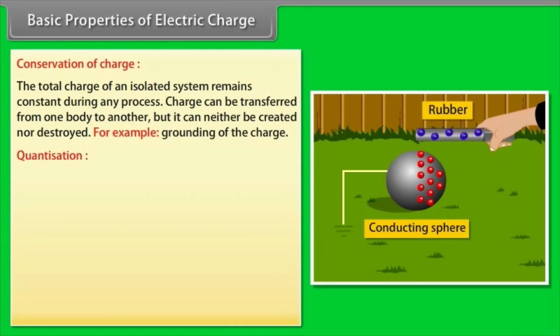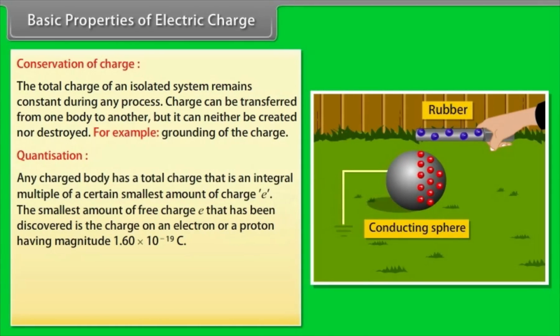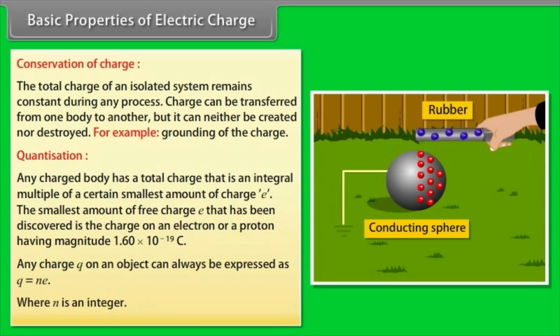Quantization. Any charged body has a total charge that is an integral multiple of a certain smallest amount of charge e. The smallest amount of free charge e that has been discovered is the charge on an electron or a proton, having magnitude 1.60 × 10^-19 coulomb. Any charge Q on an object can always be expressed as Q = ne, where n is an integer.